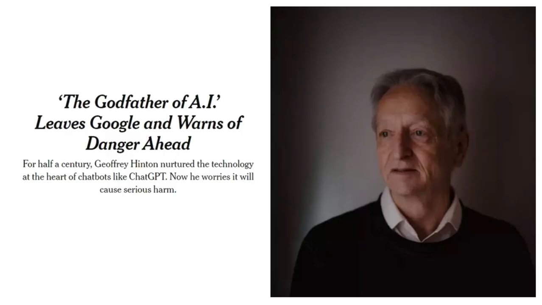The godfather of AI leaves Google and warns of danger ahead. Geoffrey Hinton was one of the first people to work on the precursor for all of this, for AI. He was a lead engineer at Google for a long time, and he left a few months ago. He worries that it could cause serious harm, even though he's the one who enabled it.